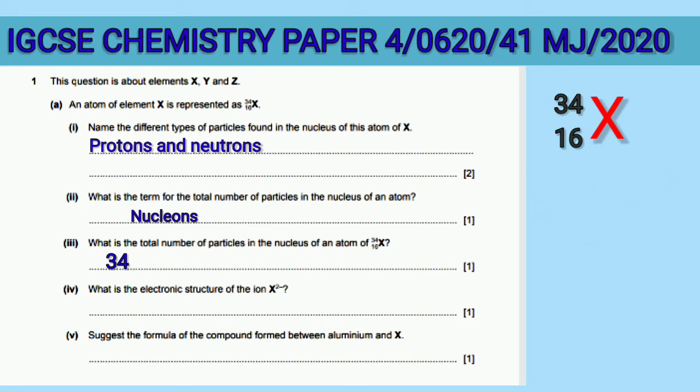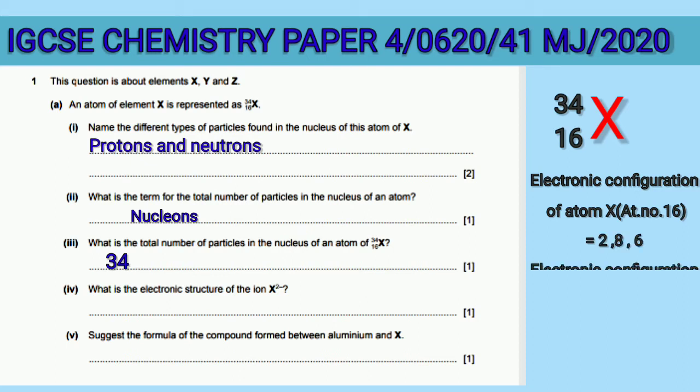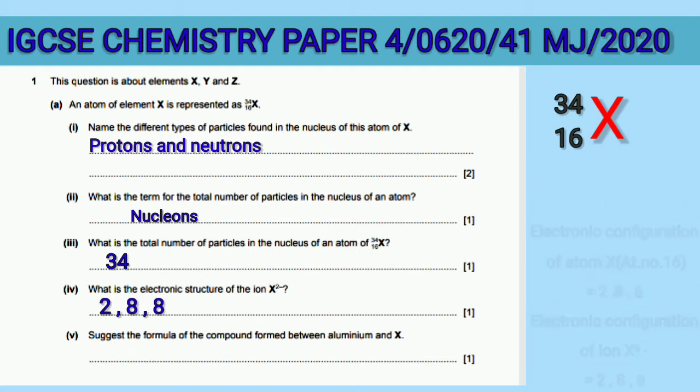Question A4. What is the electronic structure of ion X-2? Let us first write the electronic configuration of atom X. Atomic number is 16, so electronic configuration is 2,8,6. But the electronic configuration of ion X-2: -2 indicates that it has accepted 2 electrons. So electronic configuration will be 2,8,8.